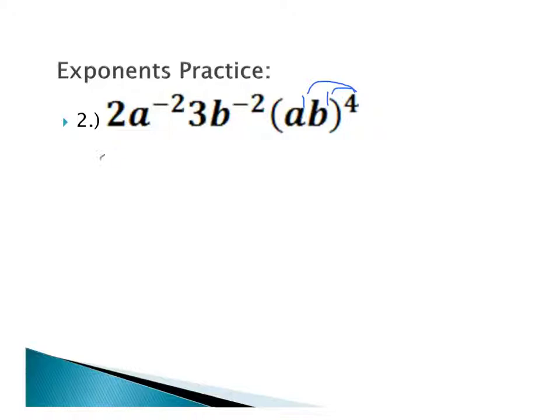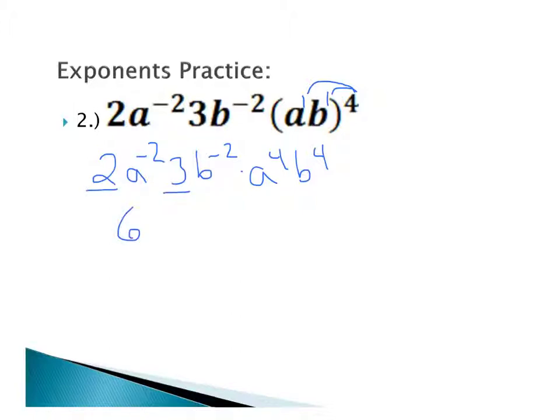And I'm going to have 2a to the negative second times 3b to the negative second times a to the fourth b to the fourth. Okay. Let's see here. I've got a 2 and a 3. Those are coefficients. I can multiply those. I get 6. Alright. I've got a to the negative 2 and a to the fourth. Well, it's multiplying, so I can add my exponents. Negative 2 plus 4 gives me positive 2. So I get a squared.